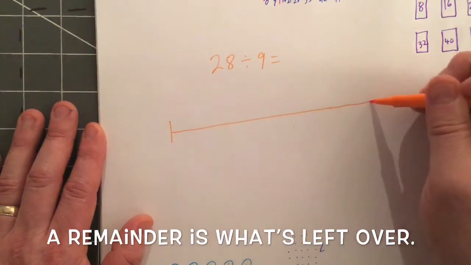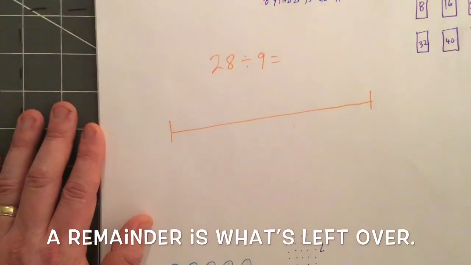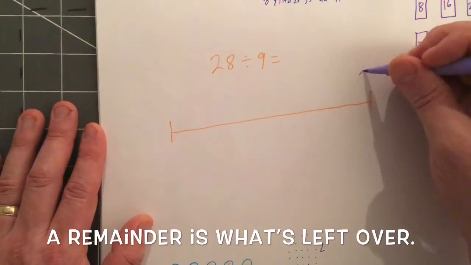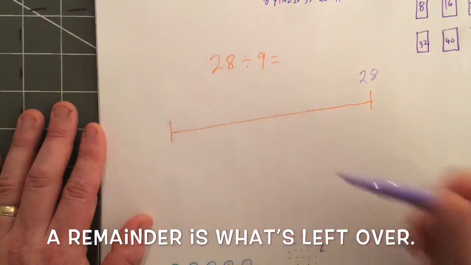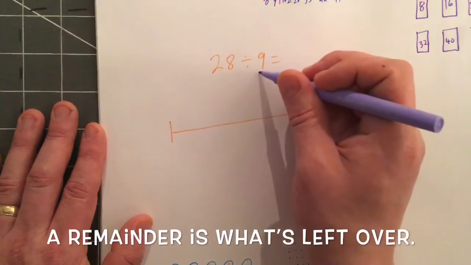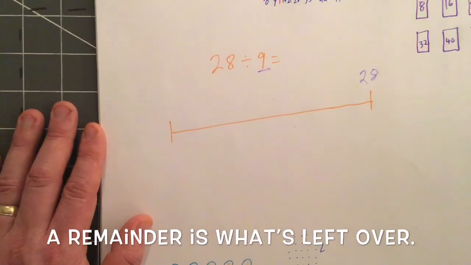I'm going to make my number line longer than I did last time so that I don't run out of room this time. That was embarrassing. I'm going to start at 28 and do repeated subtraction all the way back until I can't subtract 9 anymore. I'm always subtracting 9. Never less, always 9. So let's do that one.